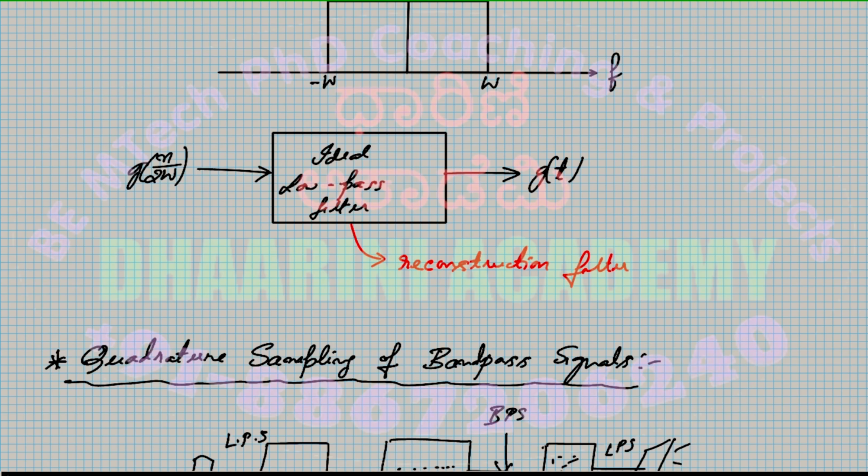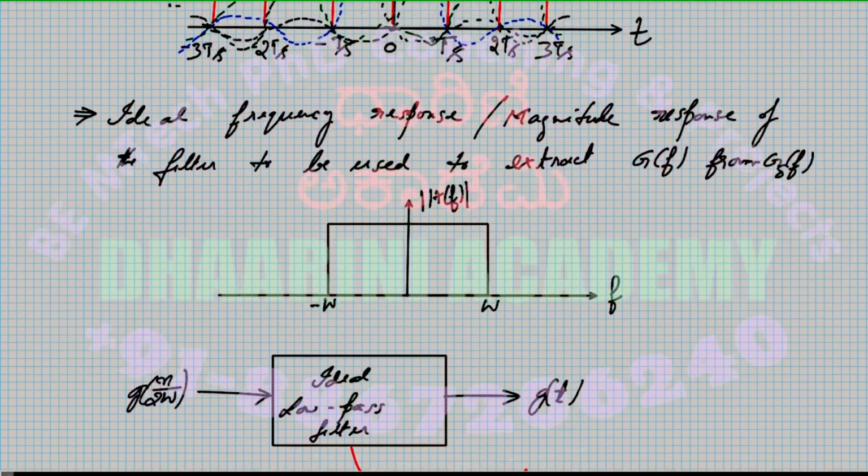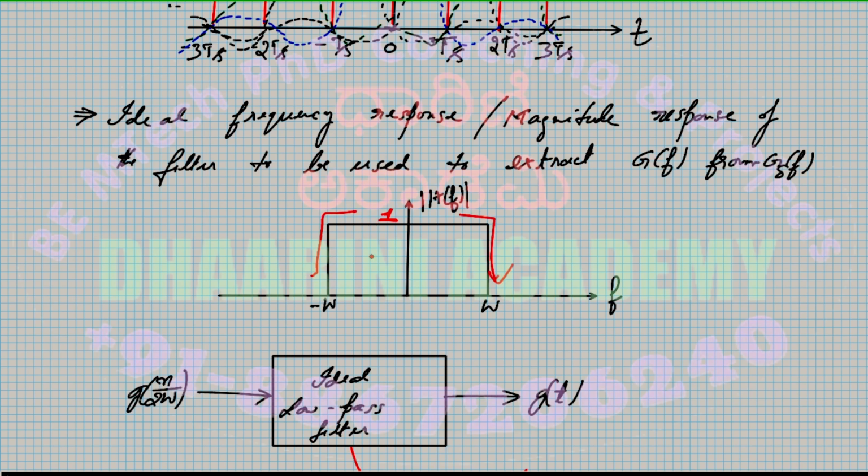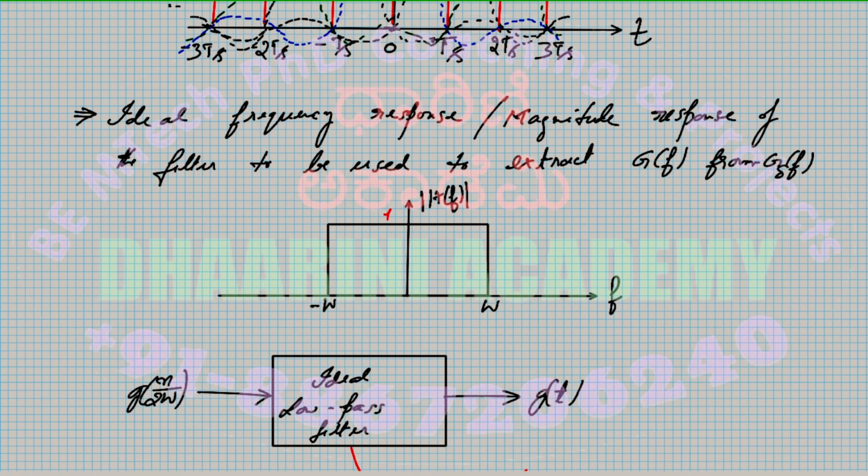We already have seen that this is the spectrum. I'm expecting the spectrum just like this. Its amplitude is 1 from minus W to plus W, and as soon as it's outside minus W or plus W, it should reduce to 0. So there is a sharp cutoff. You can see that the amplitude all of a sudden falls to 0 on both sides. This is the ideal characteristic of the reconstruction filter which we are talking about now.